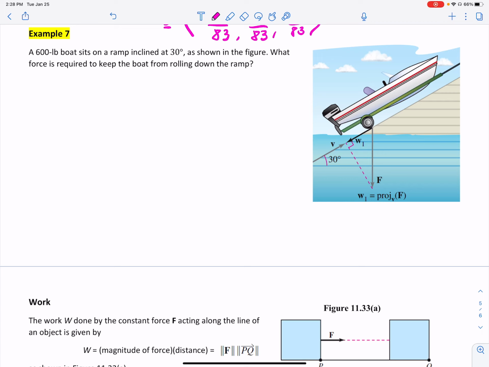All right, this is the last video for section 11.3. This is dealing with a couple applications given dot products. So the first one that we're going to deal with is back to the boat situation on a ramp.